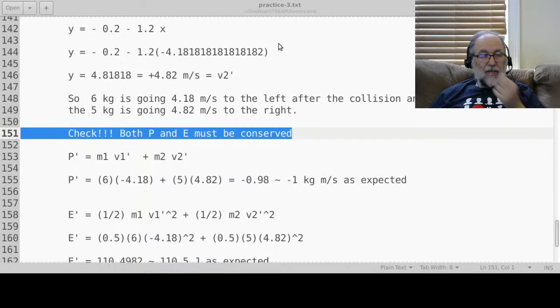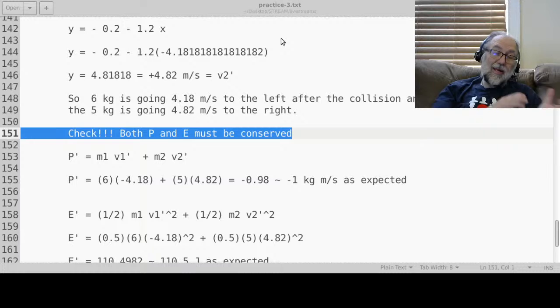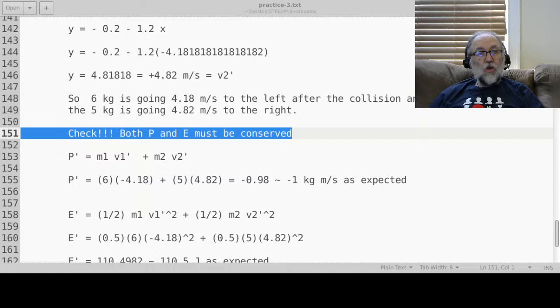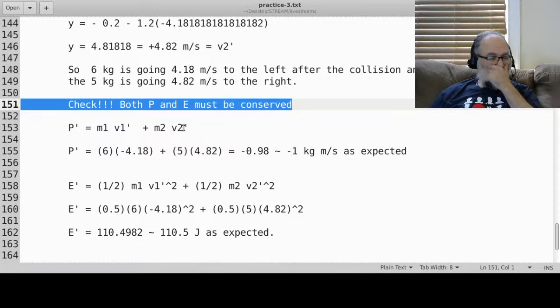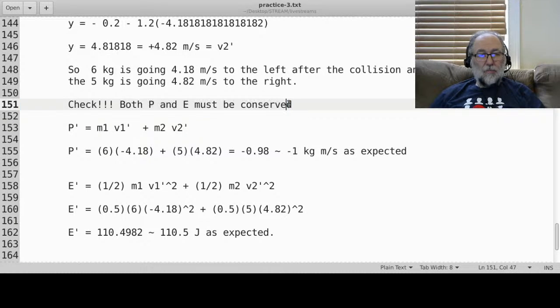And when you get the numbers and you want to say, well, did this work? Plug them into the conservation of momentum and the conservation of energy, and if they conserve both momentum and energy, then that's the solution. Okay. So let's take a look at how that works. Okay, so let's check: both the momentum and energy must be conserved.